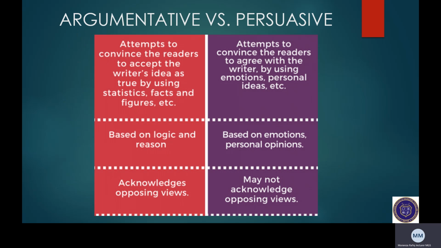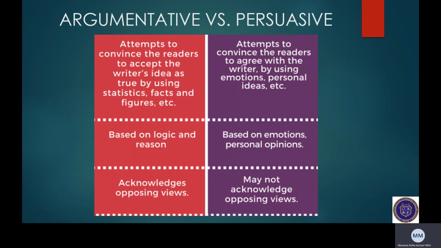Now, before I begin, I want to make clear the difference between argumentative versus persuasive writing. Very simply put, argumentative writing is the kind of writing in which you try and convince your readers to accept your idea as true, and you're basically using statistics, facts, and figures. Your writing is based on logic and reason. On the other hand, when you are using persuasive techniques, you're trying to convince your readers using emotion and your personal ideas. So you're trying to persuade someone through the use of emotions and your personal opinions.